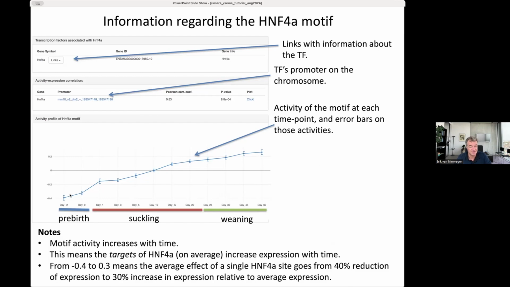So you see that it's clearly going up across the time course. And it goes from about -4 to +3. Okay, so that means that the average effect of a single binding site for HNF4A in the promoter goes from suppressing the expression by 40% on average to enhancing it by 30% on average, relative to the mean across the entire time course. Okay, so that's what the meaning is of these numbers.